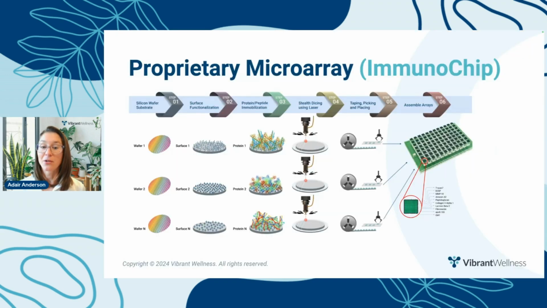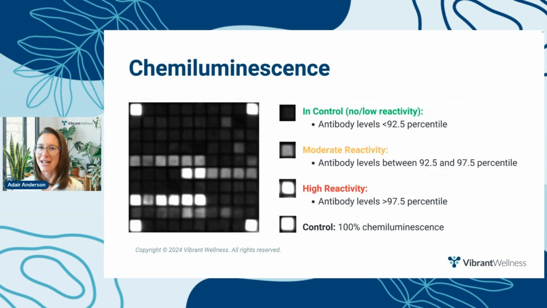Vibrant's proprietary microarray works similar to ELISA methodology. However, instead of one antigen per well, we can measure up to 96 antigens per well. This is possible because we attach each antigen to silicone wafers and dice those wafers into tiny microchips. Then we arrange the microchips, one for each antigen, in a 4x4 or 10x10 grid atop one pillar on a 96 or 24 pillar plate. 10 by 10 equals 100 minus 4 controls equals 96 antigens tested.